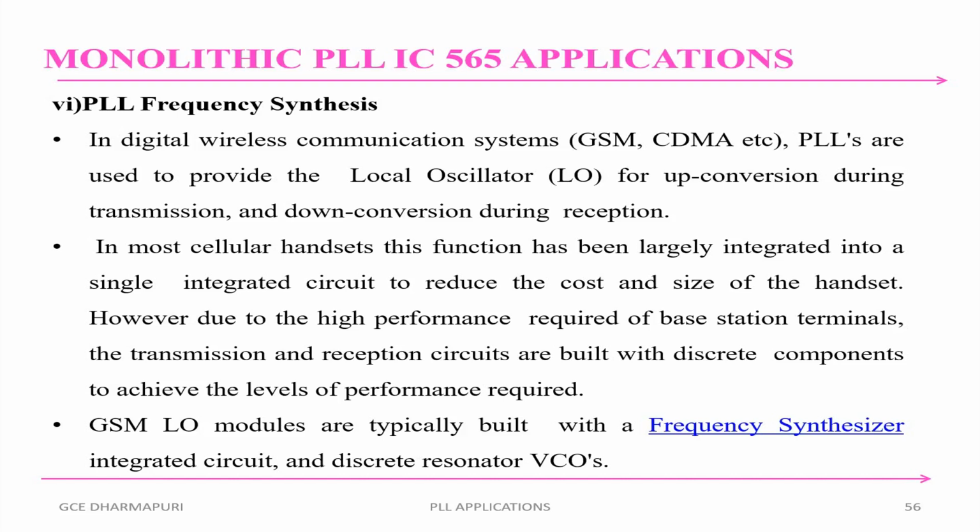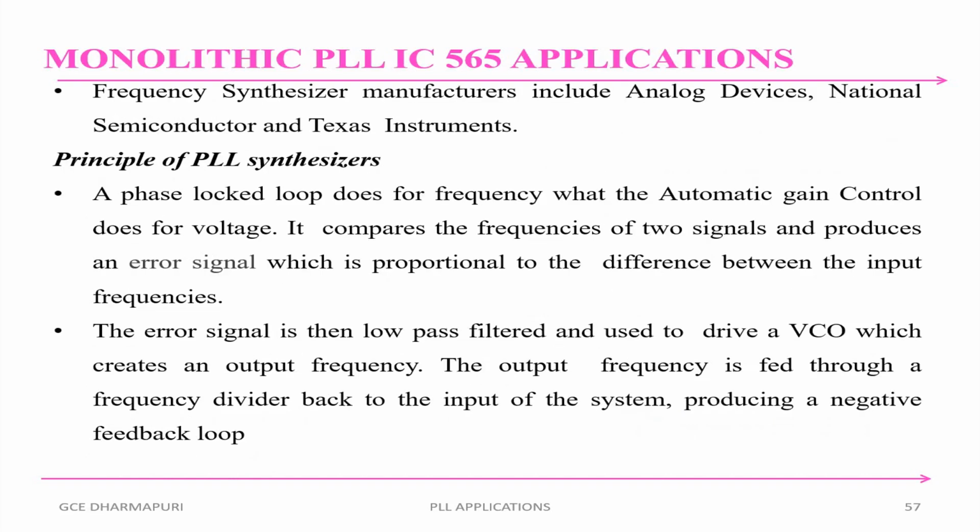In most cellular handsets, this function has been largely integrated into a single IC to reduce the cost and size of the handset. However, due to the high performance required of the base station terminal, the transmission and reception circuits are built with discrete components to achieve the high level of performance. GSM LO modules are typically built with frequency synthesizer ICs and discrete resonator VCOs. Frequency synthesizer manufacturers include Analog Devices, National Semiconductor and Texas Instruments.